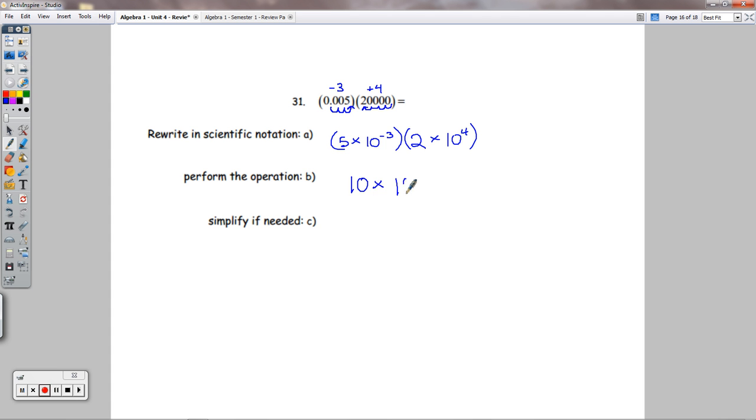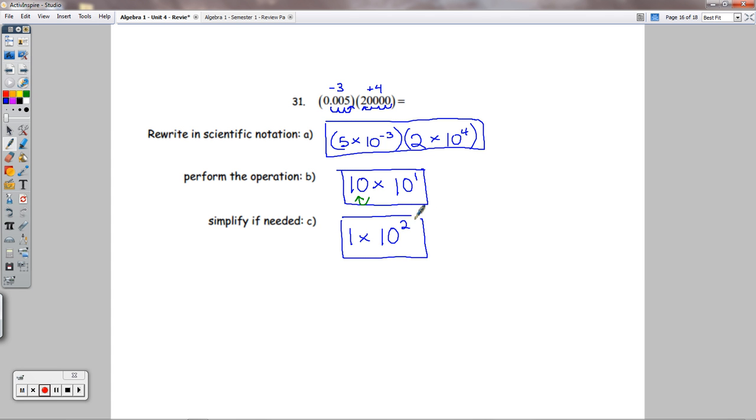So we have 10 times 10, adding that together would be to the first power. But we want a number between 1 and 10, and it has to be a little less than 10. It can't actually be 10 itself. This is our final answer here, but this is not in a final scientific notation form. So we need to move that decimal 1 spot this way. And then we would have 1 times 10, and we're moving 1 spot to the left. That means we are going to add 1 to our power. So this is 1 times 10 squared for the final answer there.